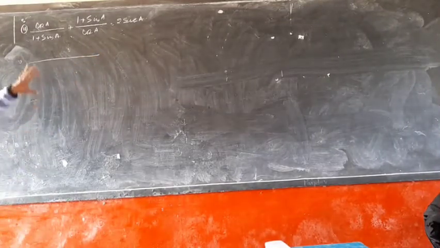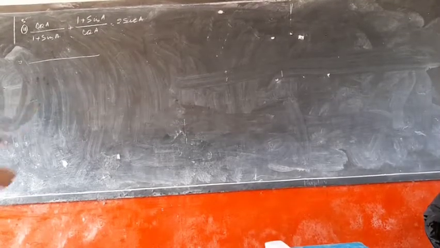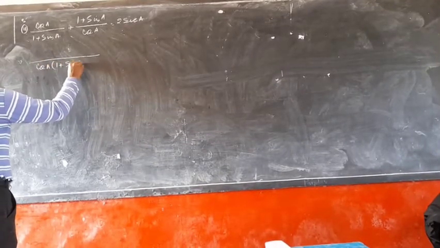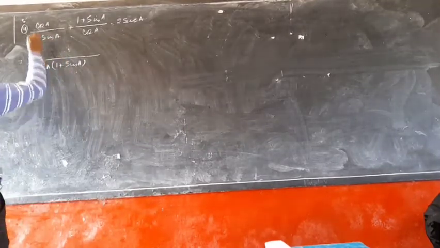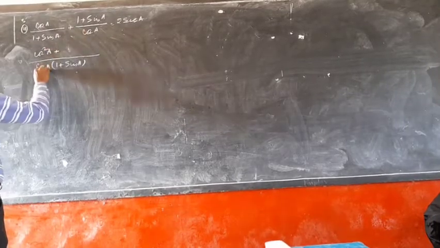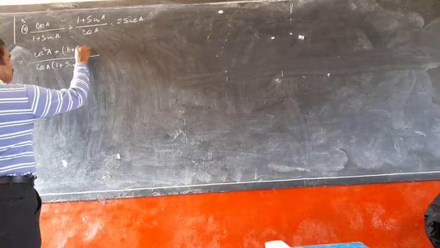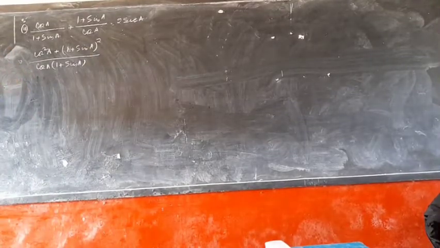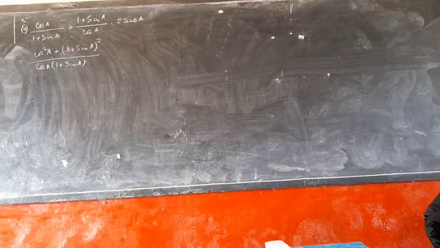This step doesn't need any identities because it is a simple arithmetic calculation. We are taking here cos A into 1 plus sin A as the LCM. 1 plus sin A, 1 plus sin A cancel. Cos A into cos A is cos square A, plus 1 plus sin A into 1 plus sin A is 1 plus sin A whole square. Have I taken any step from identities so far? No, this is a simple arithmetic calculation.